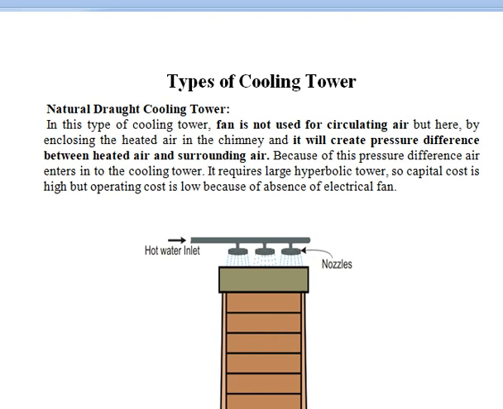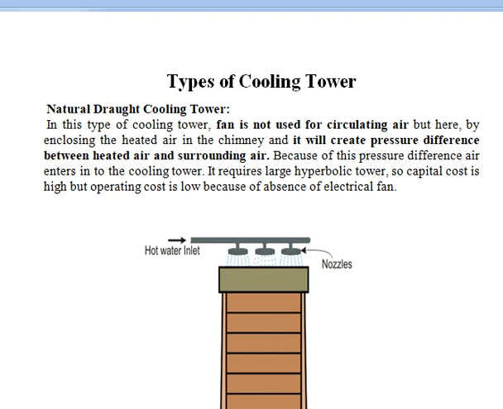Then, last, we discuss the disadvantages of the induced draft cooling tower. Maintenance cost is high, fan bearings need to be cooled, and a higher power motor is required to drive the fan compared to the forced draft. And the last, it is not economical up to a capacity of 15,000 liters of water per minute. So we have discussed some important advantages and disadvantages of the cooling tower.